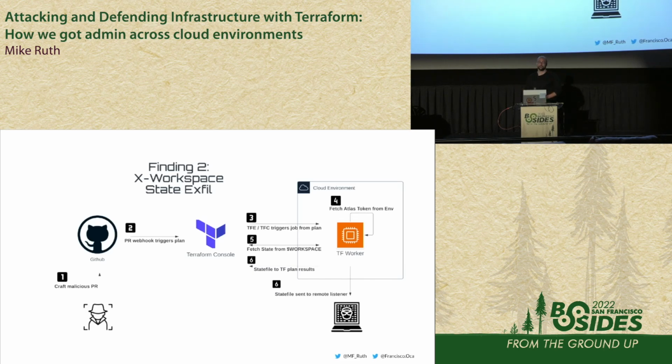Similar workflow. A malicious PR gets crafted. The webhook triggers a plan. The plan goes to the console. That body of work gets kicked off on the Terraform worker. Then malicious code runs. We fetch that token, probably using finding one, right? And then we can fetch the state from a given workspace by communicating with the Terraform console. Similarly, we either push the results in the state file back to the Terraform console, or we send them to a remote listener.